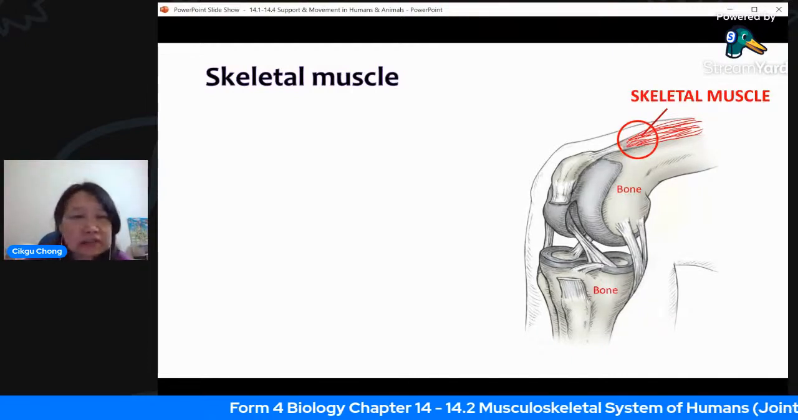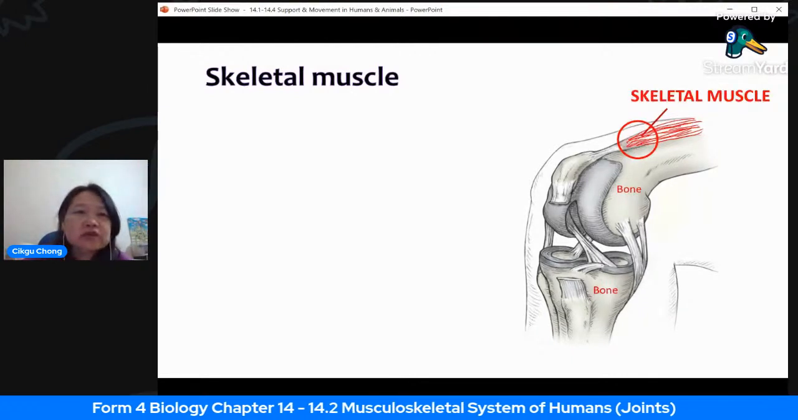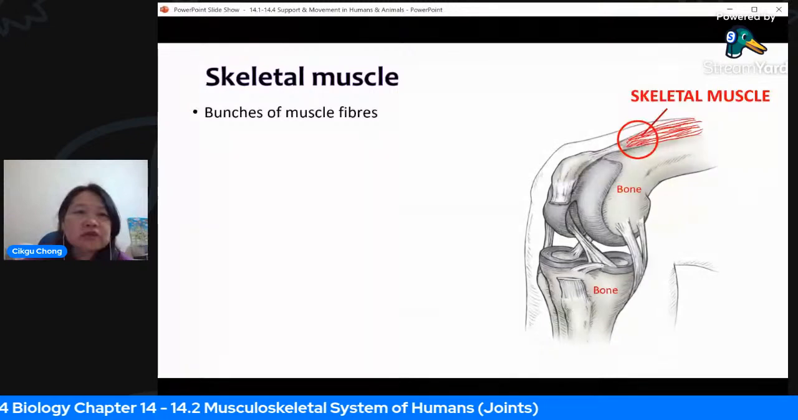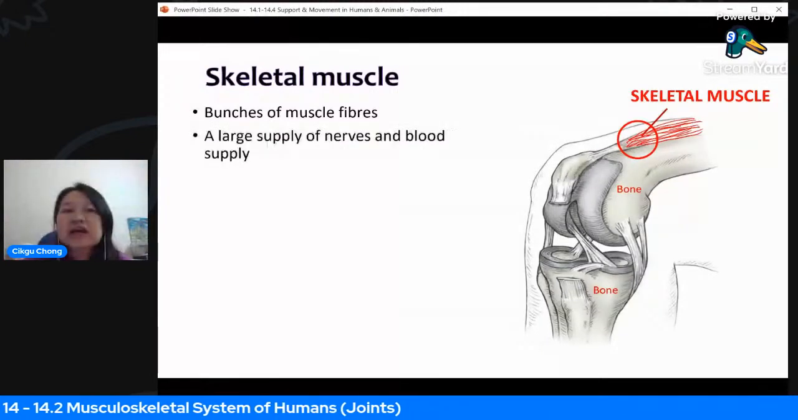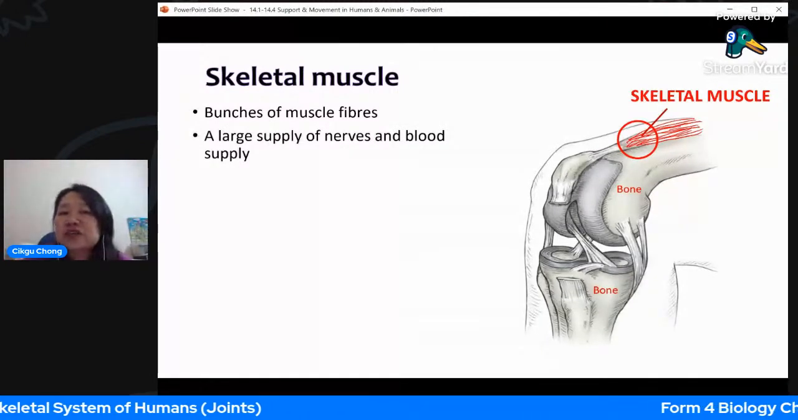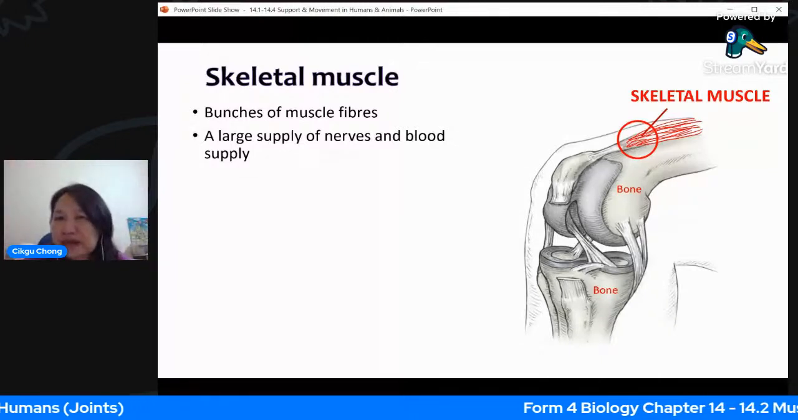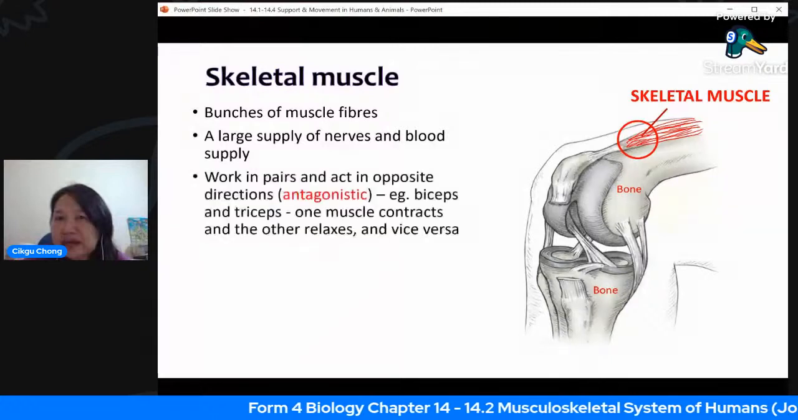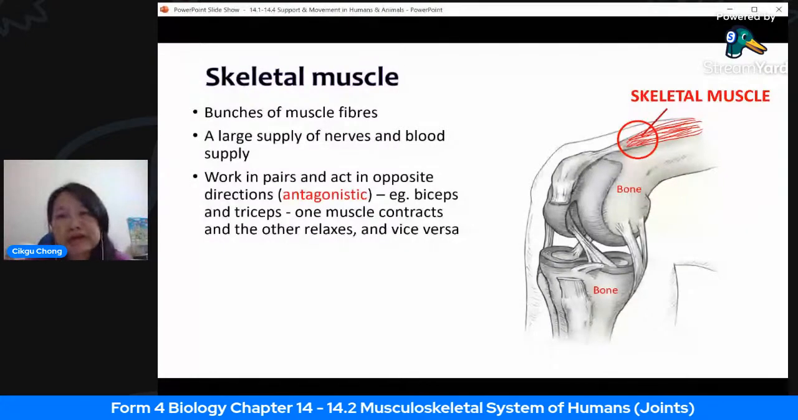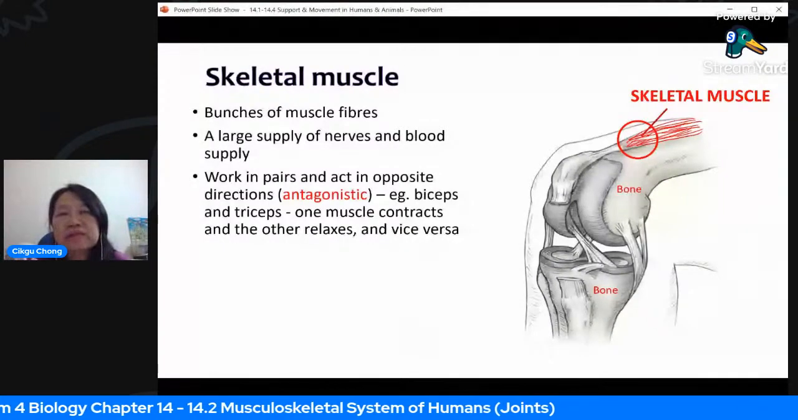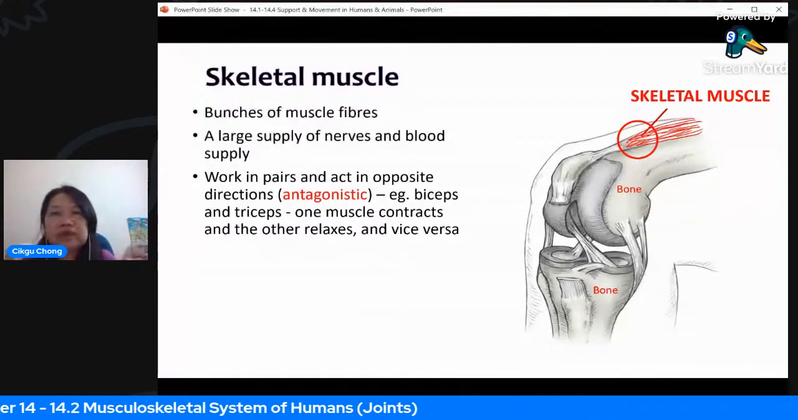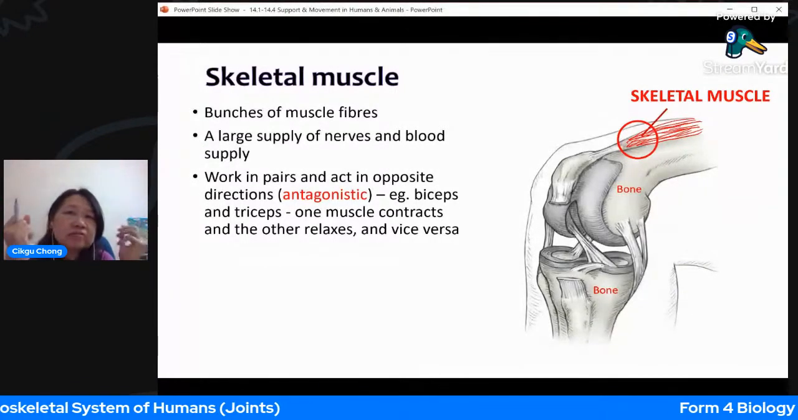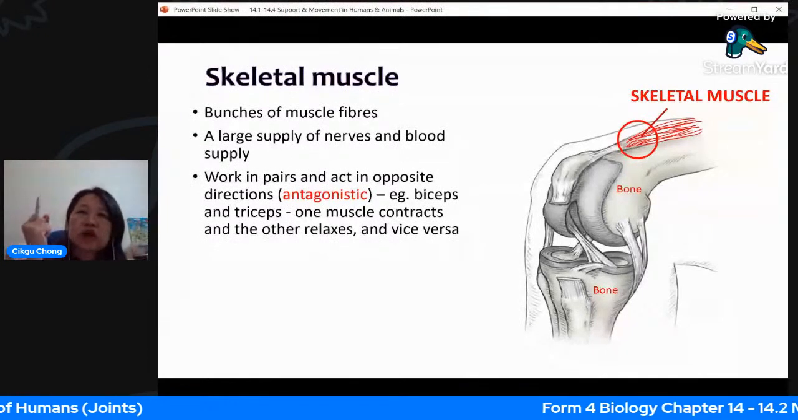So what is skeletal muscle? It's actually bunches of muscle fibers. It's large, you have nerves, you have blood supply there, right? And then it works in pairs. It's important to know that muscle must have a pair. When you want to move a bone in any direction, one will pull it this way, and then the other muscle will have to return it back to the original condition.